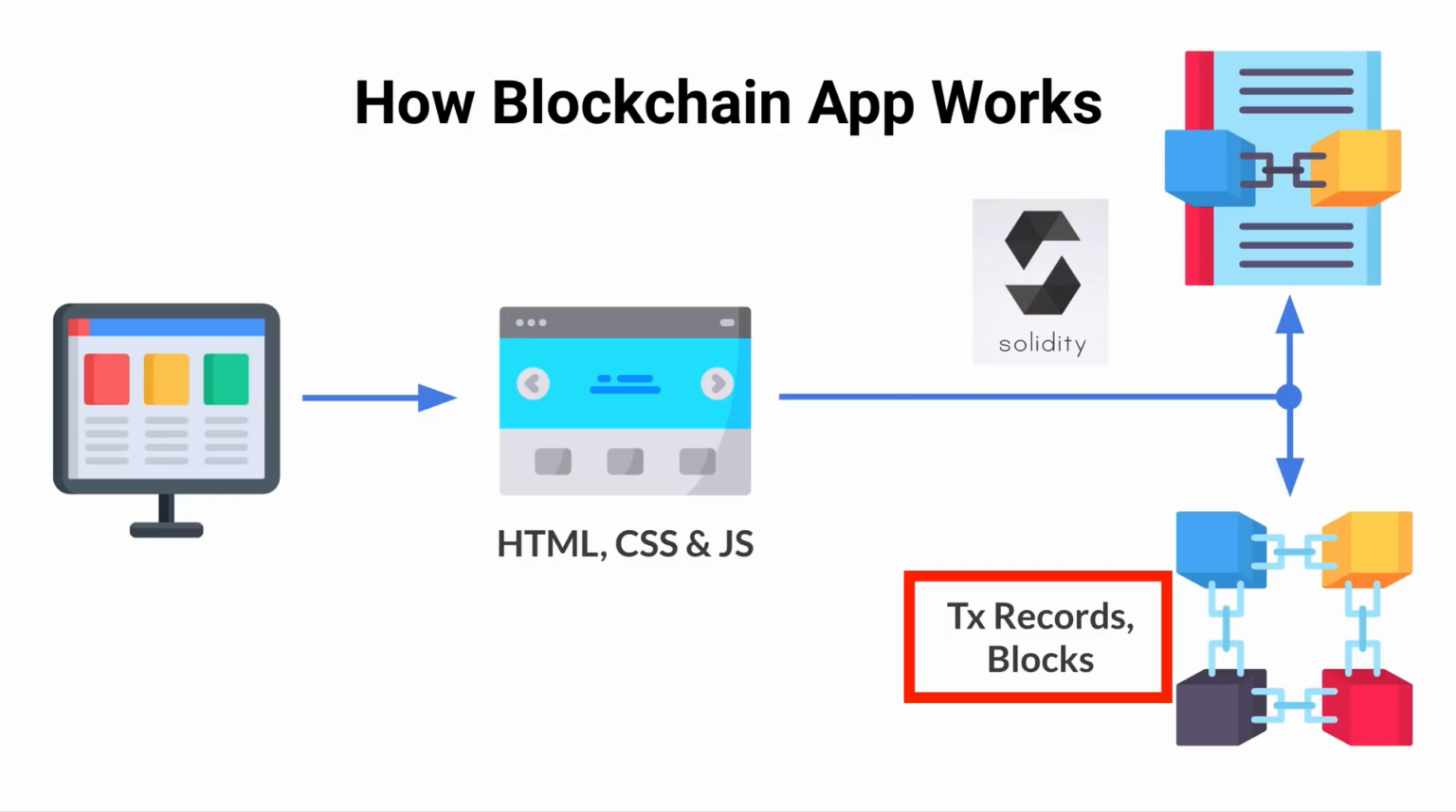All of the data for the application will be stored as transaction records inside of blocks on the blockchain. As we saw earlier, each node on the network maintains a copy of all this data to ensure that it is secure and unchanged. So that's how a blockchain application works from a high level. In the next section, we'll get a closer look by building one together step by step.